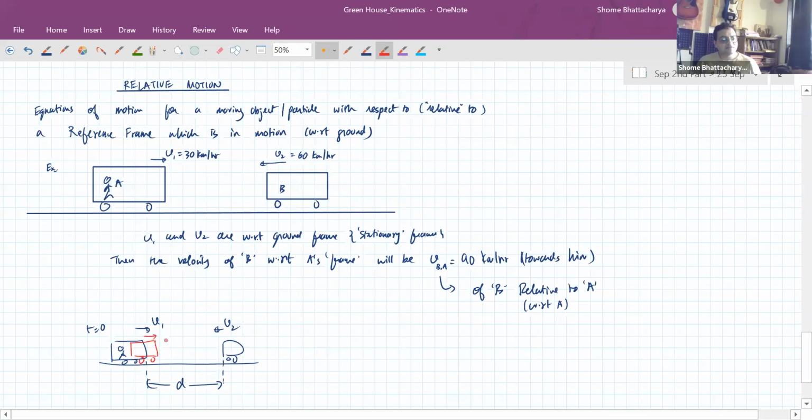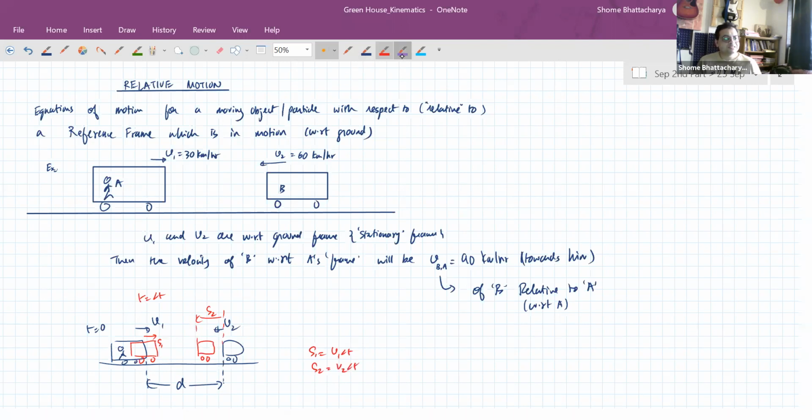This car has traveled a distance s1, let's say, and this car has traveled a distance s2, let's say. So at time delta t, s1 is equal to v1 delta t, and s2 is equal to v2 delta t. So by now what has happened? The distance between them has decreased to some d prime.